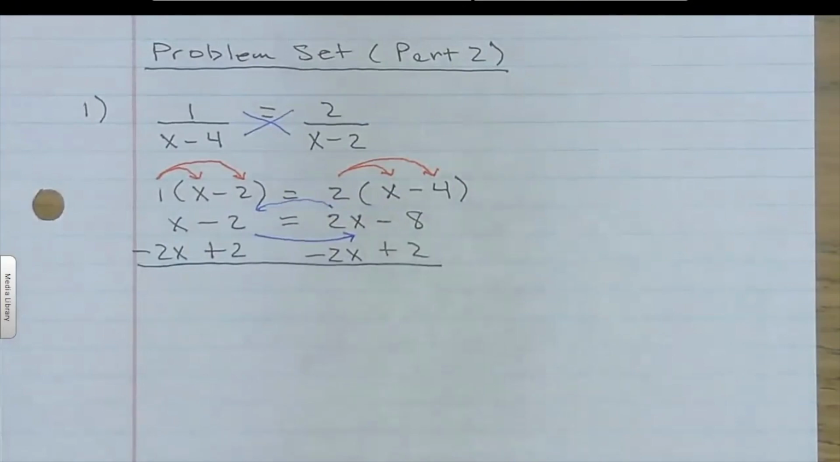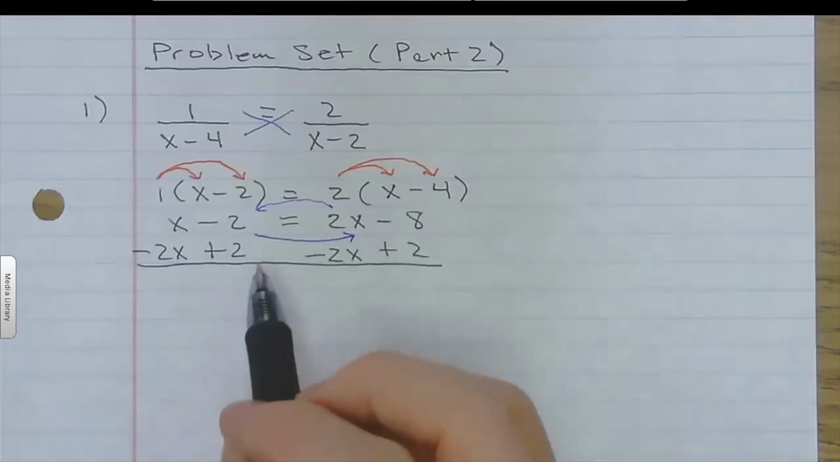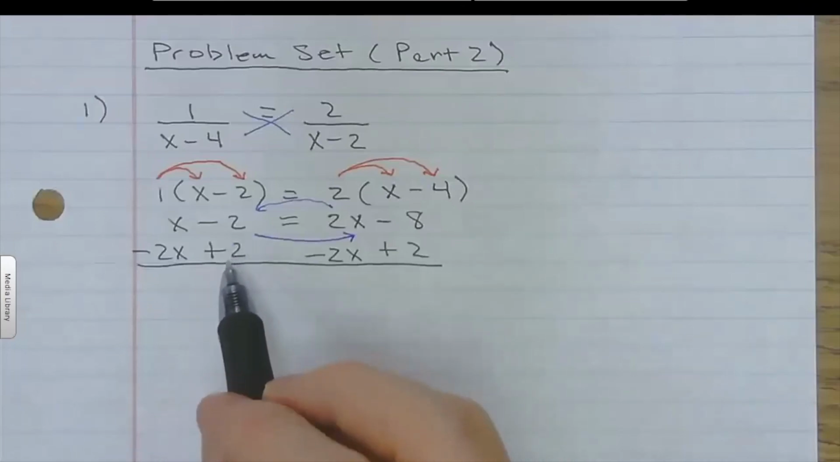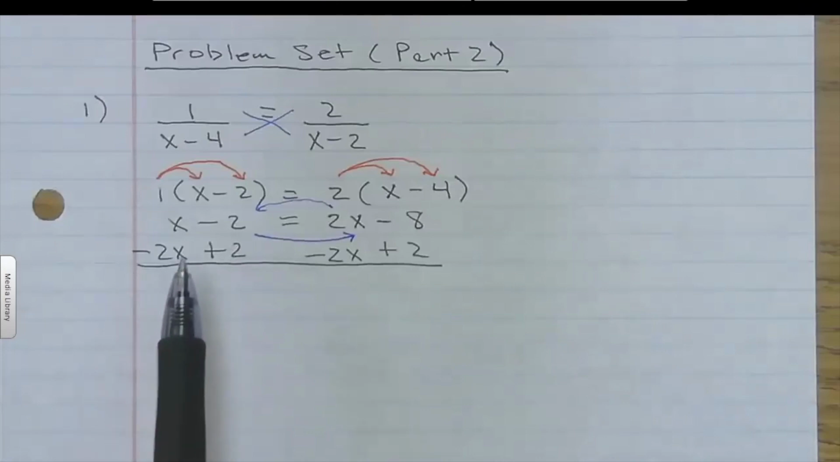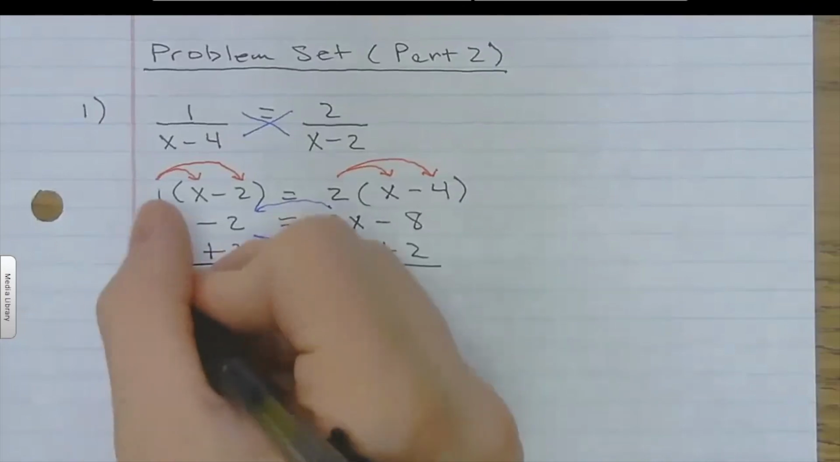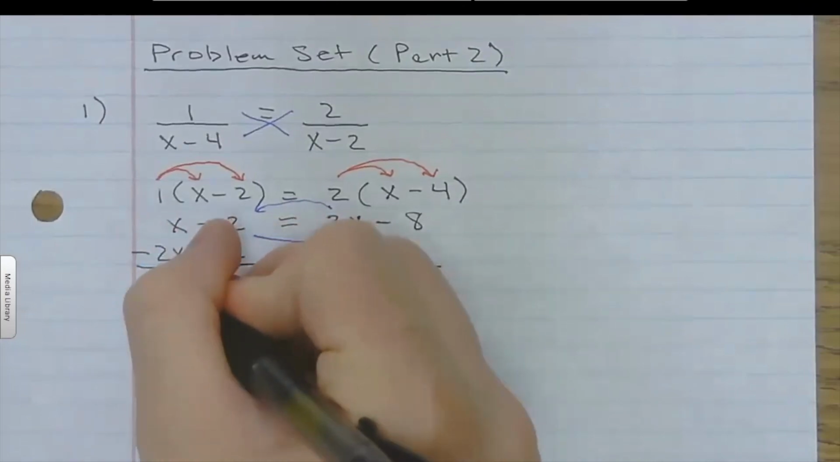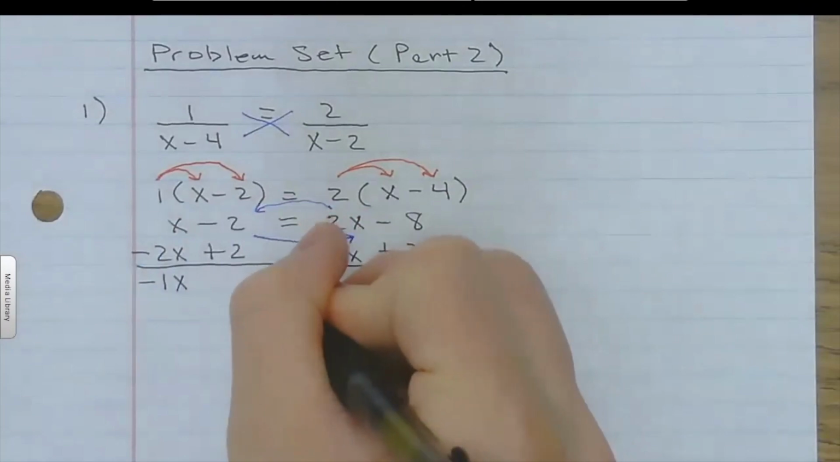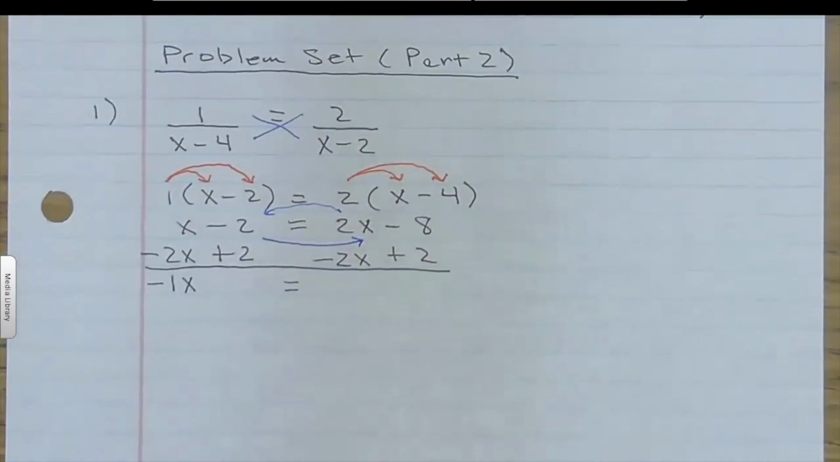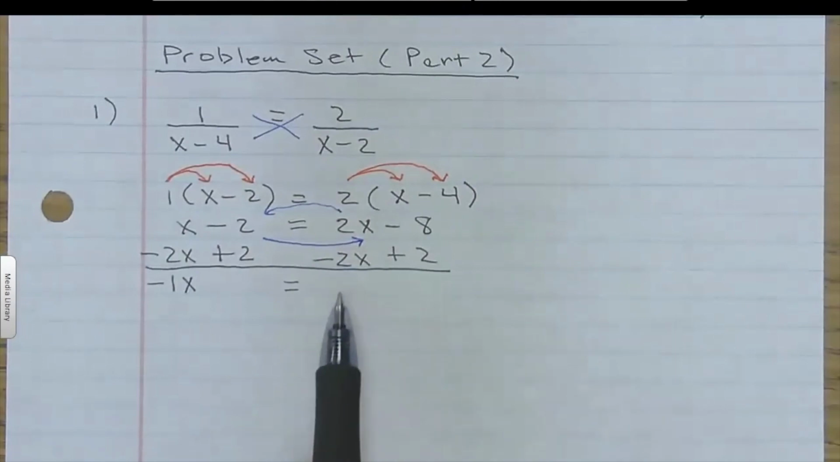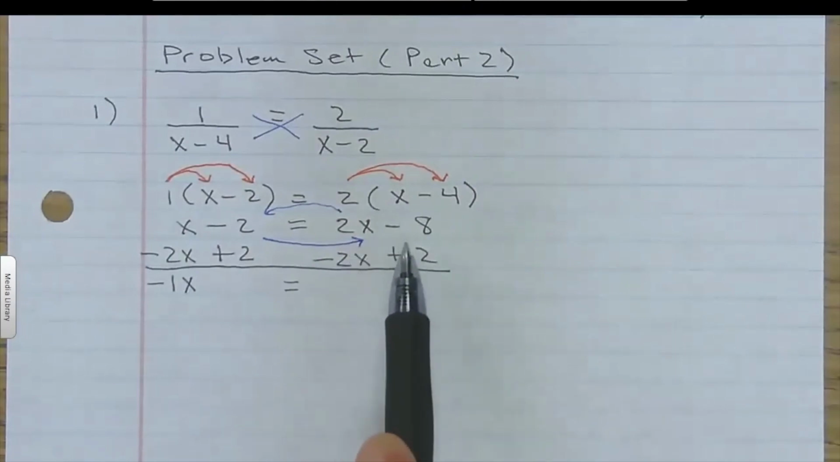All right, so what that's going to do is get all the x terms to the left side, and all the regular numbers to the right side. So on the left side, notice that the -2 and the +2 are going to cancel each other out. And I'm going to put the 1x with the -2x. That's going to give me -1x, or -x, same thing. Over here on the right side, the 2x and the -2x are going to cancel each other out. And I have -8 plus 2. That's going to give me -6.